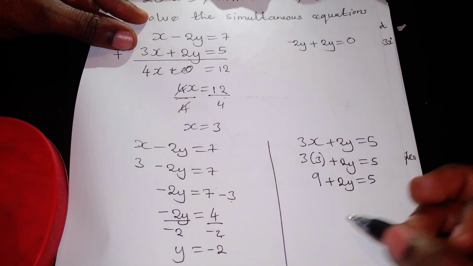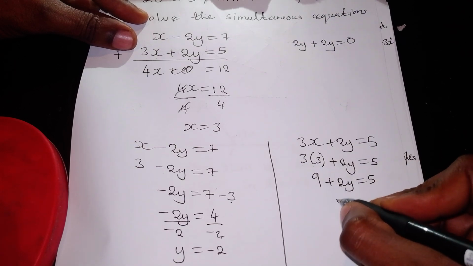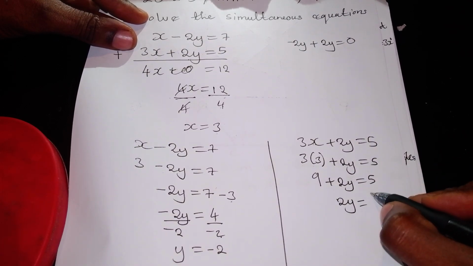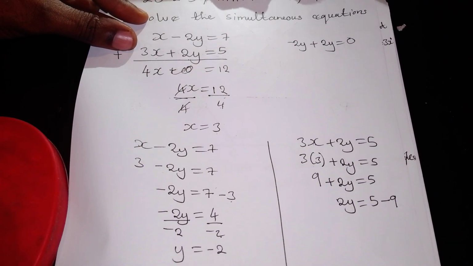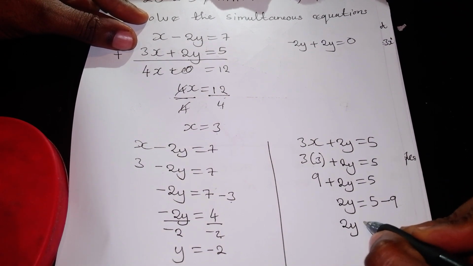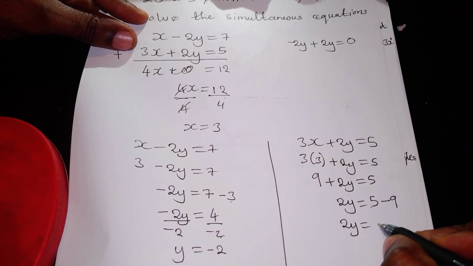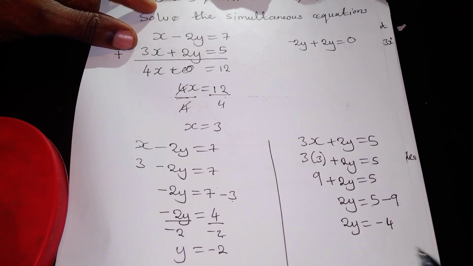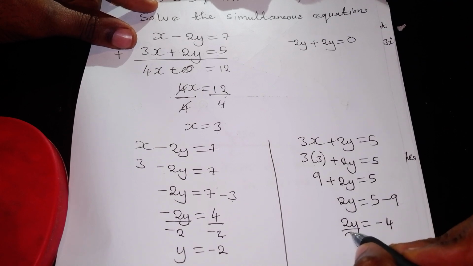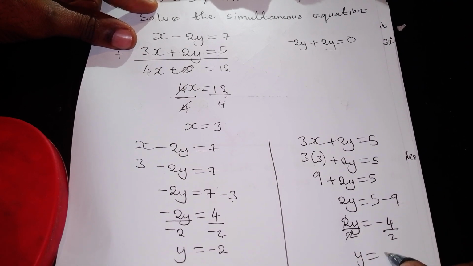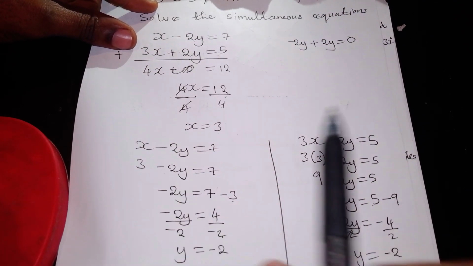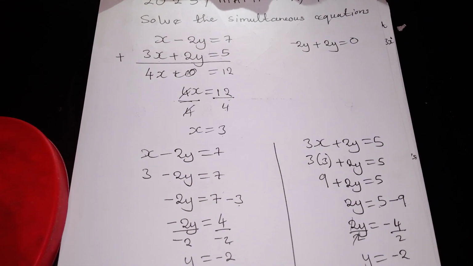You take the 9 to the other side, so that this one remains a 2y. Then you have a 5. The moment you take the 9 to the other side, the sign changes to a negative, so that you have 2y is equal to this minus this, which is minus 4. To solve for y, you can simply divide both sides by 2, so that your y is minus 2. So either way, whether you pick this equation or you pick this, you still get the same correct answer. Just pick whatever is easier for you.